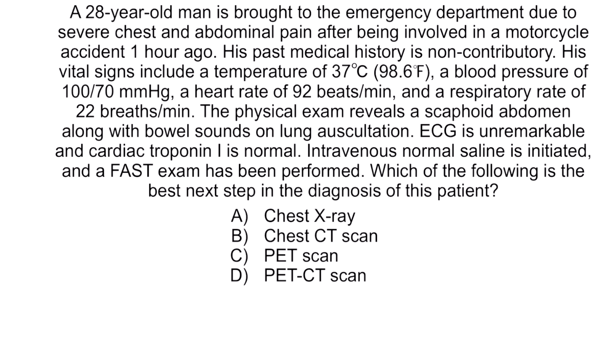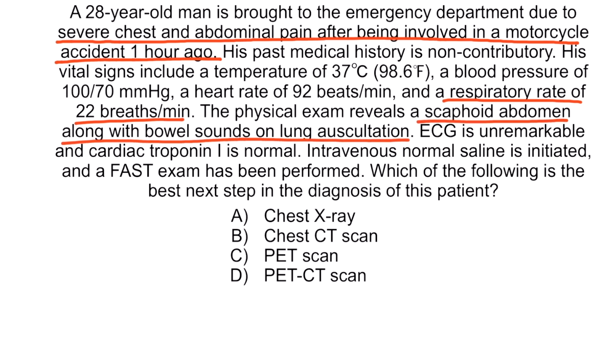This young man presents with severe chest and abdominal pain after being involved in a motorcycle accident 1 hour ago. His vital signs are significant for tachypnea with the respiratory rate of 22 breaths per minute. Physical exam reveals a scaphoid abdomen along with bowel sounds on lung auscultation. These findings are classic for a diaphragmatic rupture. Intravenous normal saline is initiated to support the patient's hemodynamic status, and FAST exam has been performed.